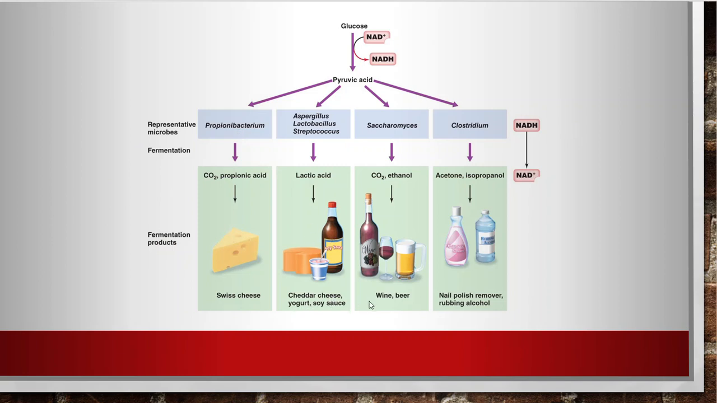It's also the way they make cheddar cheese, yogurt, soy sauce, alcohol, acetone, and isopropanol, which is rubbing alcohol. And this guy uses CO2 and propionic acid, Propionibacterium, and I guess that's the way they make that specific type of cheese called Swiss.